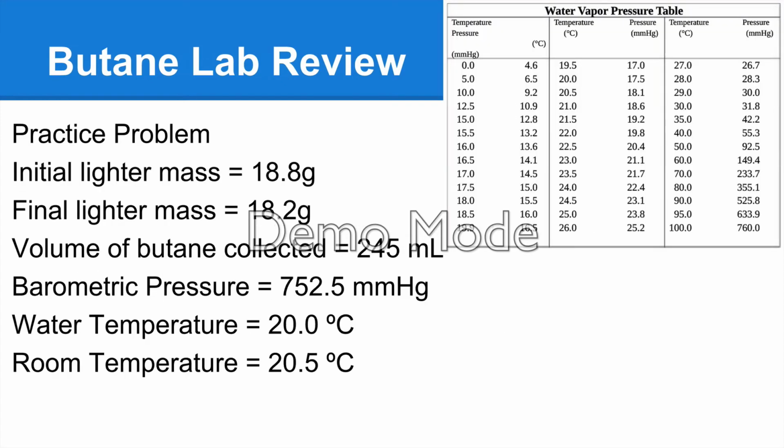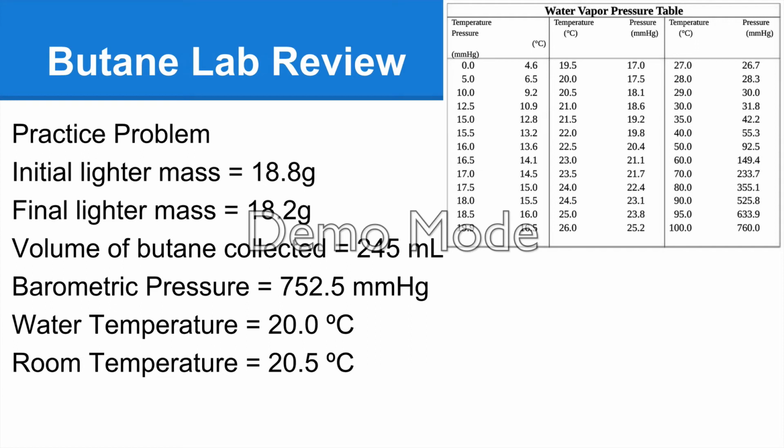And then if we had an example here, I give you the masses of before and after for the lighter, the volume of the butane collected, the total barometric pressure, and the water temperature and the room temperature. From that, you should be able to solve for molar mass. And there's the water vapor pressure table on this slide. So if you stop the video now, do your calculations, see if you can come up with the right answer, and then I'll continue in a moment.